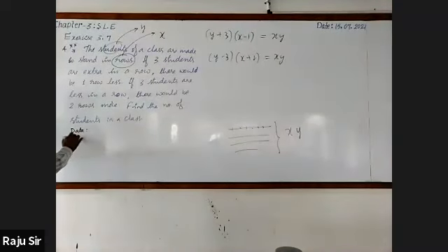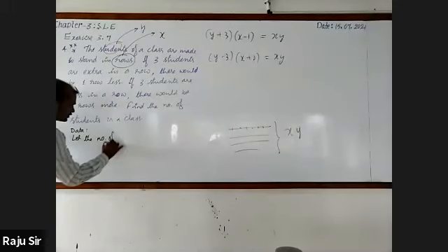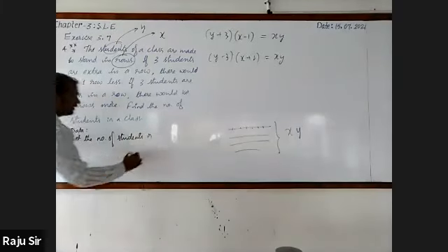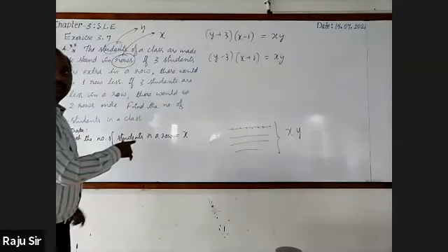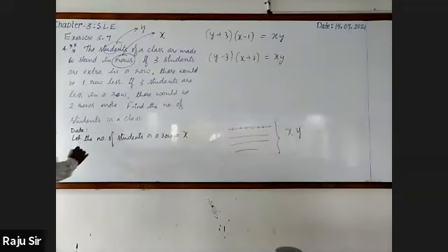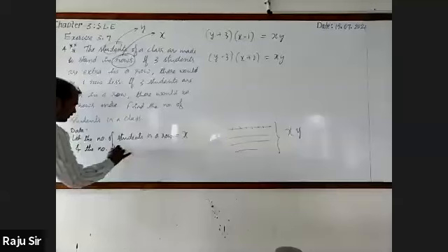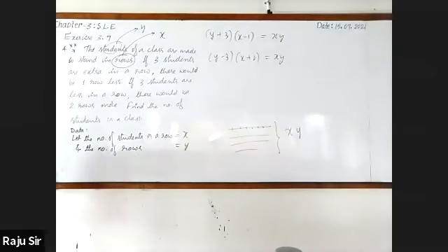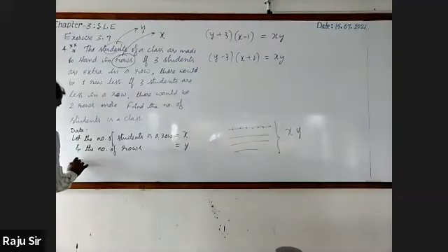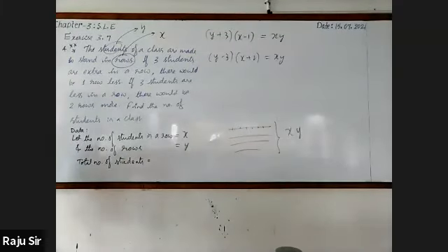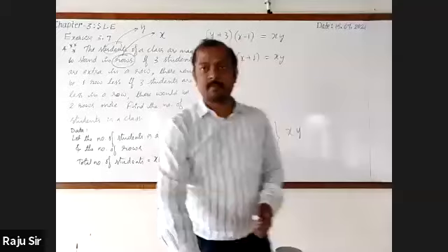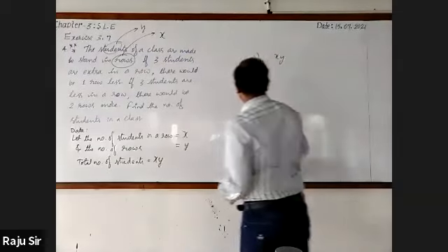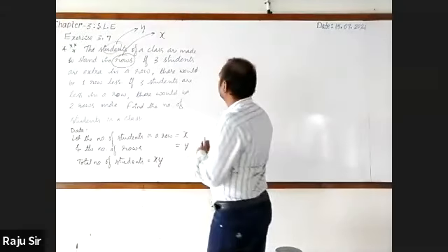Now, let the number of students in a row be X. Gautami, as you have been taking, let the number of students in a row be X and the number of rows be Y. Next, total number of students is X into Y, not just XY. Let me go for taking the situation.